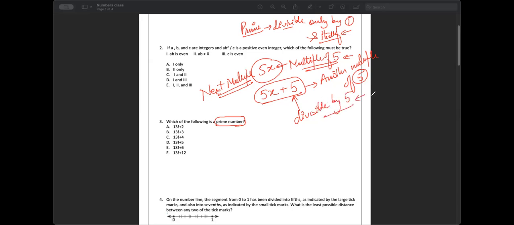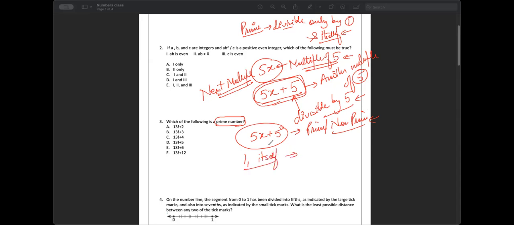So will 5x plus 5 be a prime number? I'm asking this question. Will it be prime or not? Is it divisible by any number other than 1 and itself? It won't be prime, because it's divisible by 1, by itself, and by 5 as well. Clearly this number is bigger than 5, so it has 1 as a divisor, the number itself as a divisor, and 5 also definitely as a divisor. So it's a non-prime number.